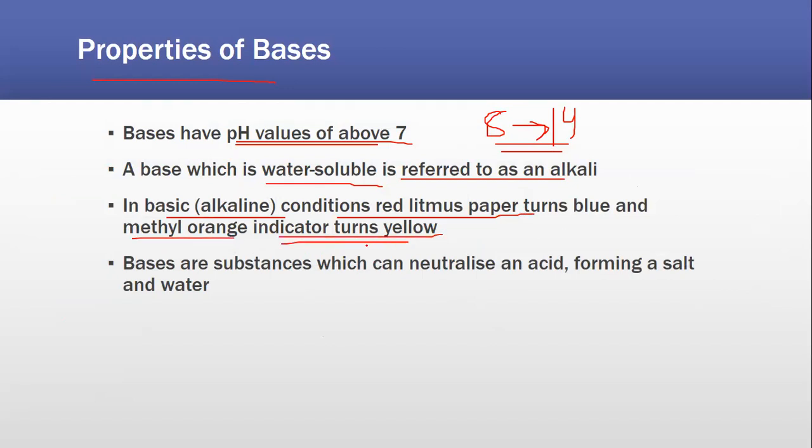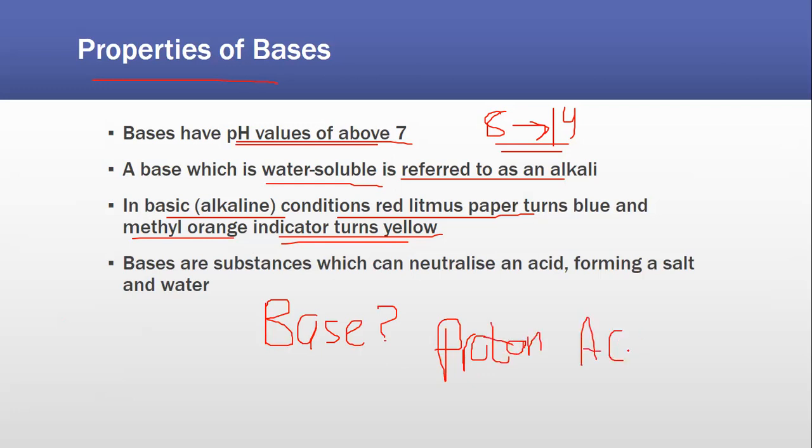Bases में क्या होता था? Litmus paper turns red, blue to red. Bases में क्या हो रहा है? It is turning from red to blue. Bases are substances which can neutralize an acid. और अगर आपको कोई define करने के लिए कहता है, what is a base? You would write it is a proton acceptor. What is it? Proton acceptor.